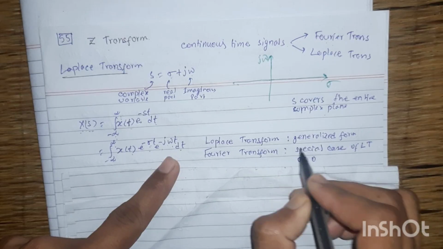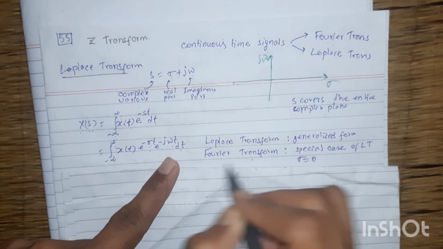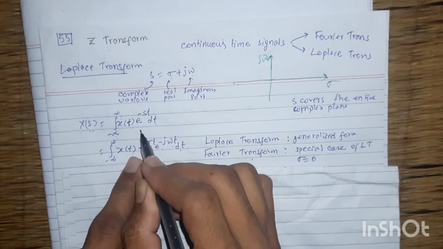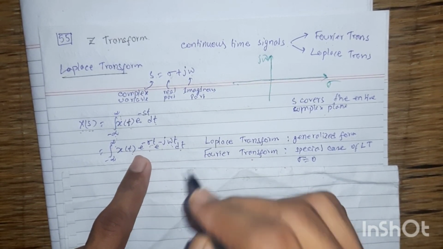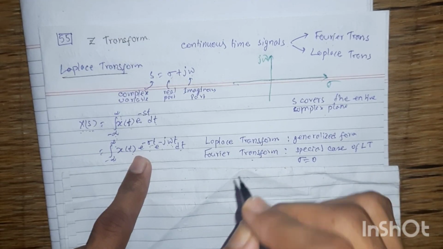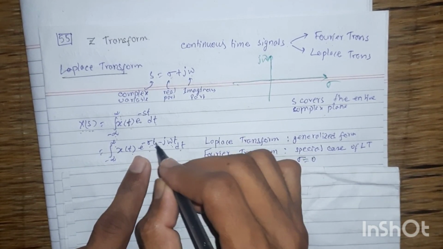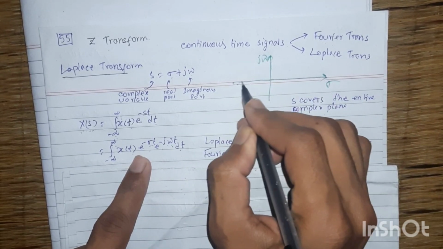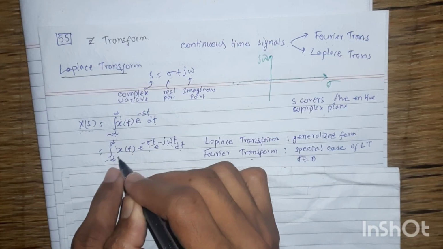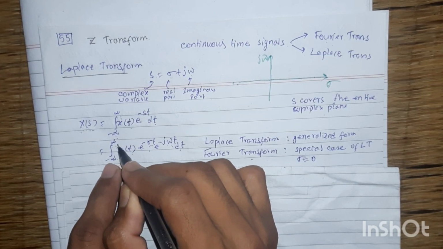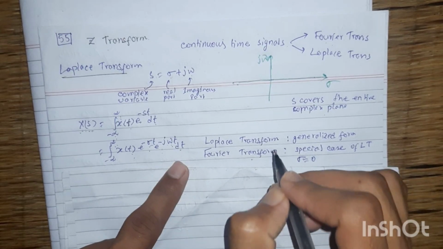The Laplace transform is the generalized transform and the Fourier transform is the special case. Meaning, this is the Laplace transform where s is replaced by sigma plus j omega. But in case of Fourier transform, we put sigma equal to 0, which means this real axis equal to 0. So by putting sigma equal to 0, we get integration from minus infinity to infinity, x of t e raised to the power minus j omega t dt. This is the Fourier transform.